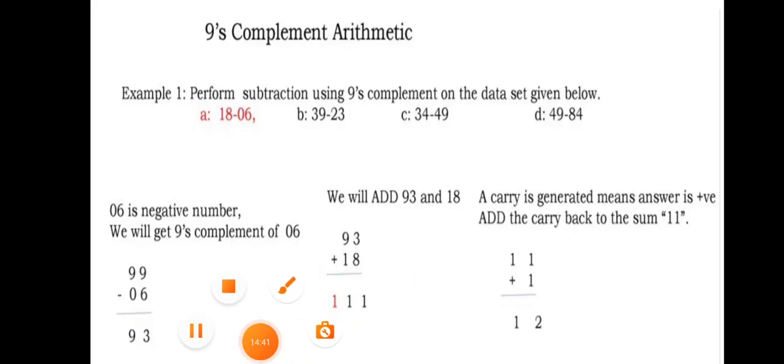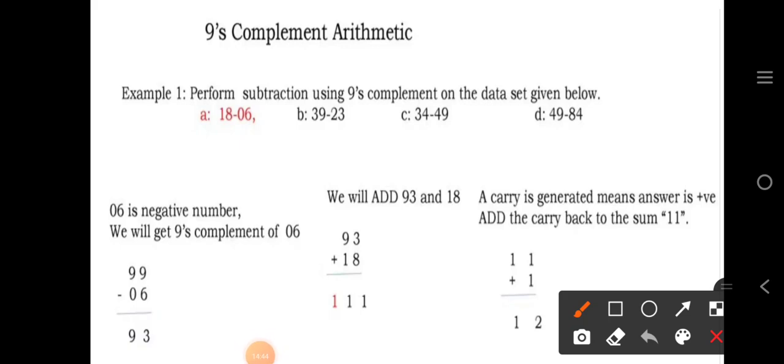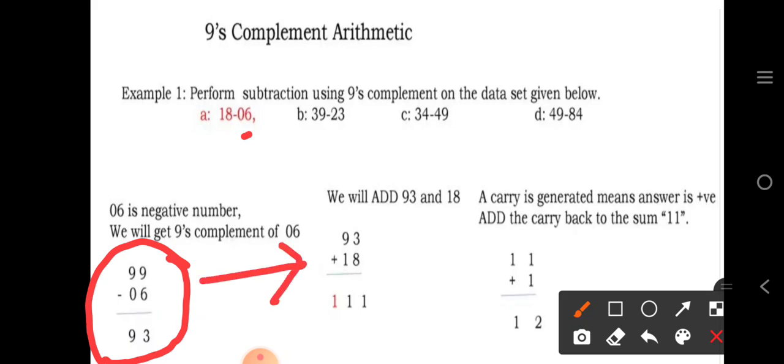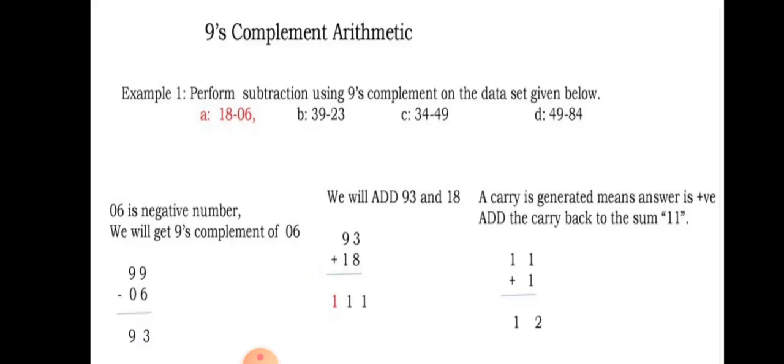Just to have an overview: first, take the 9's complement of the number to be subtracted, then add the 9's complement and the first number, and you will get the answer. Now see, if the carry is generated it means the answer is positive, and you have to add this carry to the sum. So after adding this one to the sum, you will get the answer as 12. This is the first example.